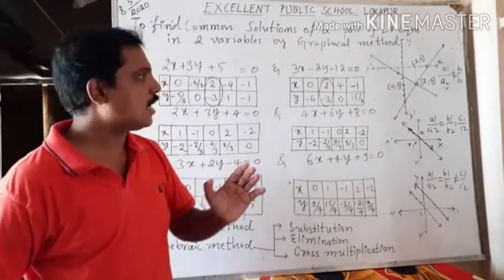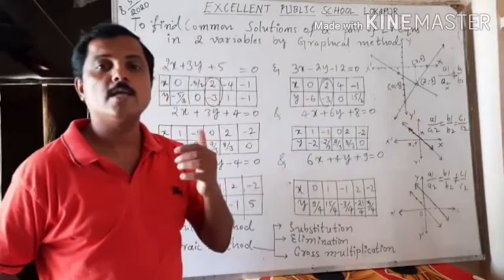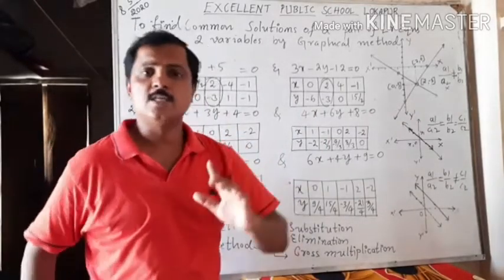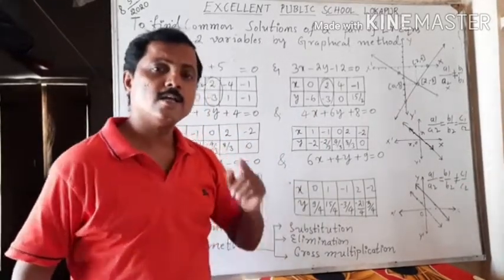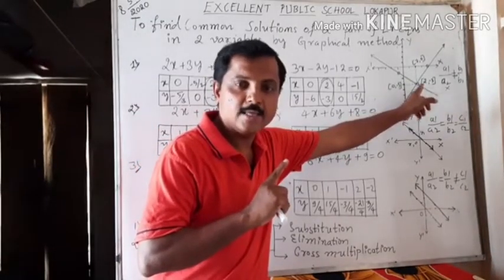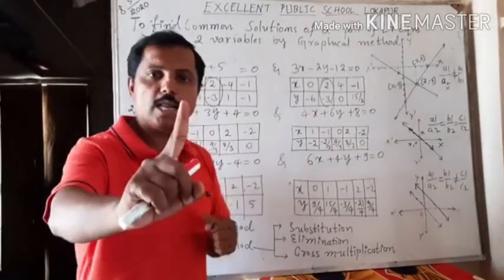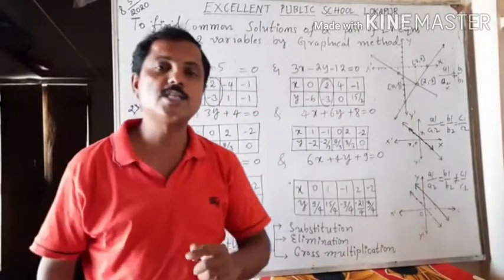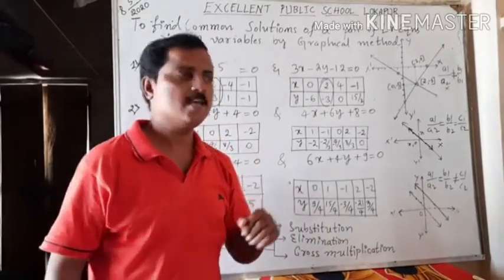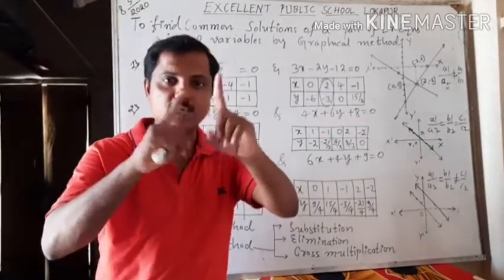Okay. This is how by graphical method we find a common solution to a pair of linear equations in two variables. Dear children, here if you get the intersecting graphs, okay, then the equations will have only one common solution, which is called unique solution. Okay, if there is a unique solution, the graphs will intersect once.